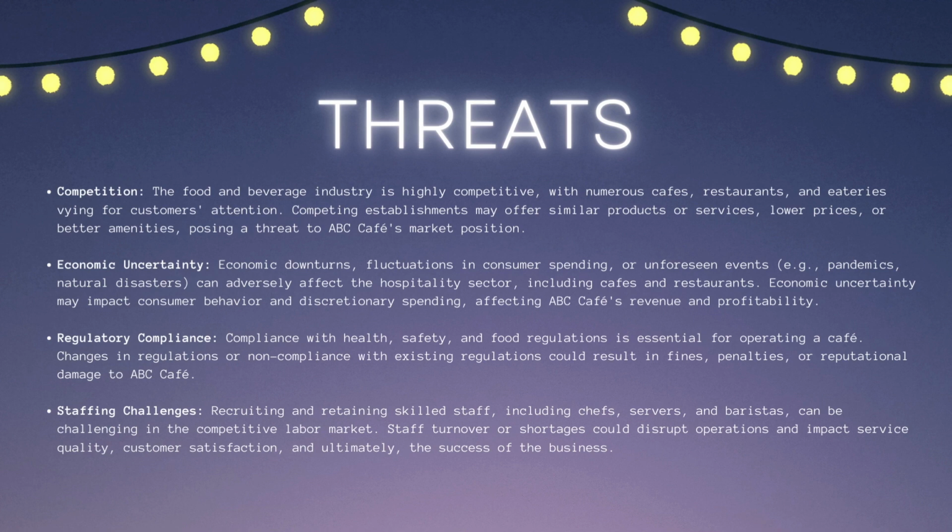Economic uncertainty. Economic downturns, fluctuations in consumer spending, or unforeseen events, for example, pandemics, natural disasters, can adversely affect the hospitality sector, including cafes and restaurants. Economic uncertainty may impact consumer behavior and discretionary spending, affecting ABC Cafe's revenue and profitability.